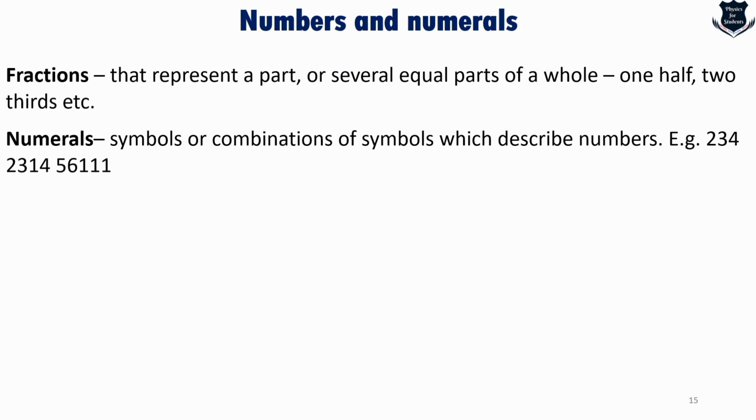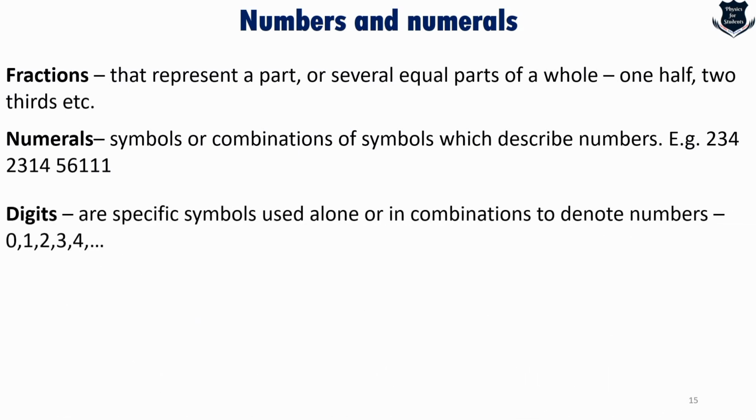Numerals are symbols or combinations of symbols which describe numbers, and digits are specific symbols used alone or in combinations to denote numbers. Now these are some important areas which we are defining, although it sounds very rudimentary and casual, but these are the things on which the genesis of mathematics is built.